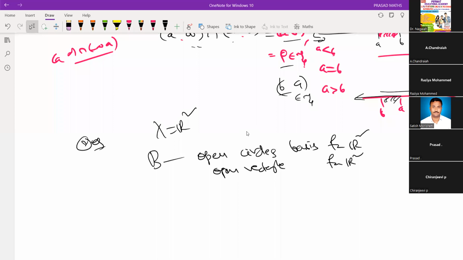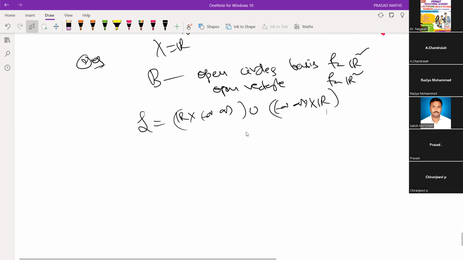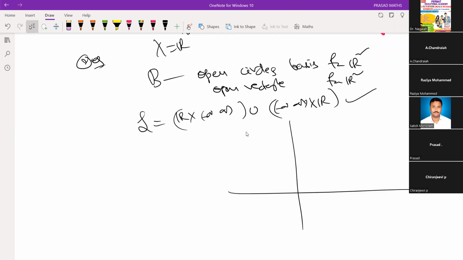Now my question is, what is an open subbase? An open subbase is strips. What are strips? R cross (minus infinity, infinity) union (minus infinity, infinity) cross R. Strips. This is always an open base. Why? Because, see, what are my subbasic open sets here? Strips.